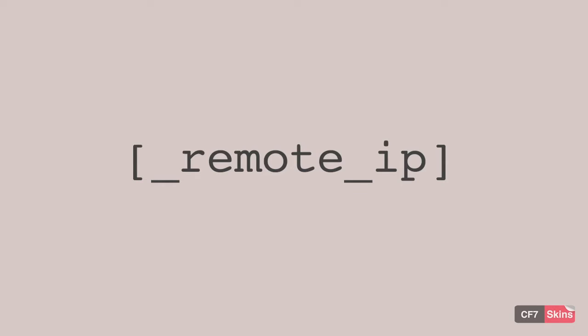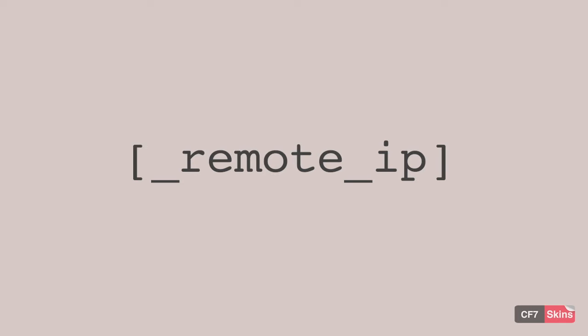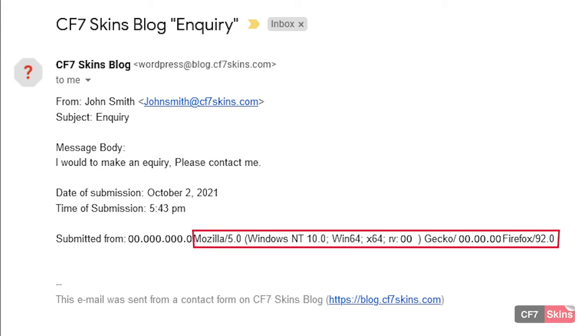There are 2 special mail tags you can use that provide additional information of the users submitting the form. The first one is Remote IP, which records the IP address of the user submitting the form. This may be useful if you need to know the location of the user. The other is User Agent, which provides the details of the browser and the device being used, which could be helpful when assisting in technical support.